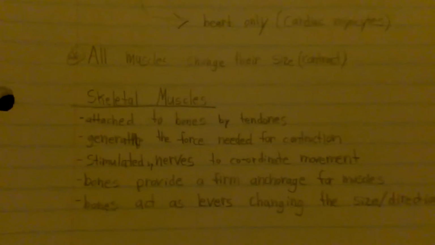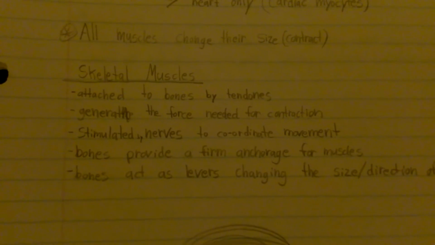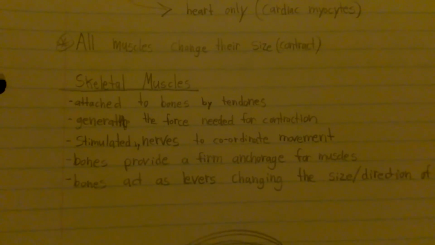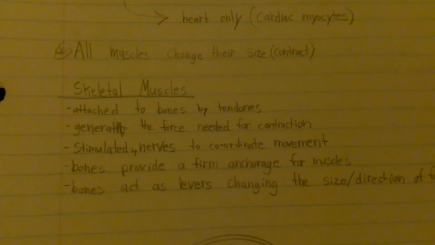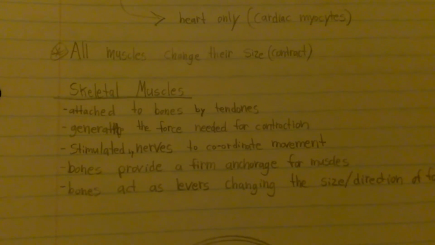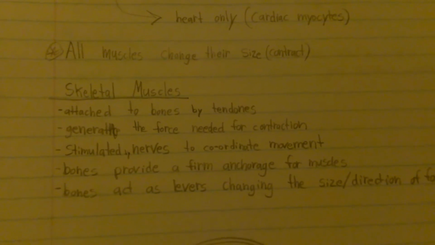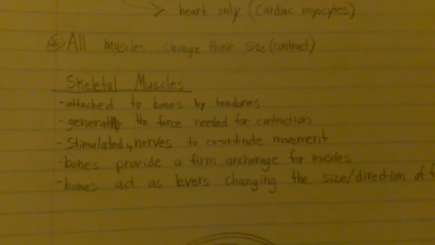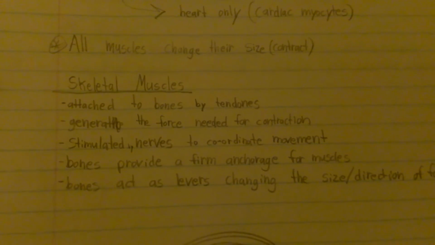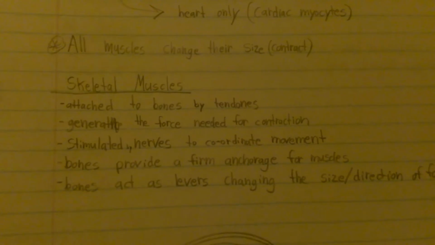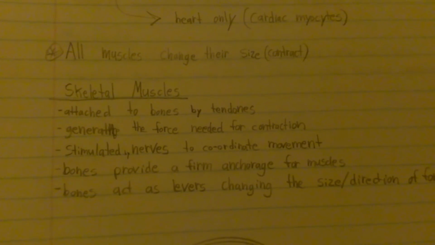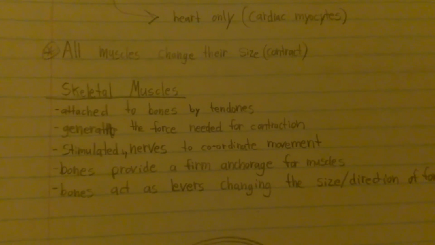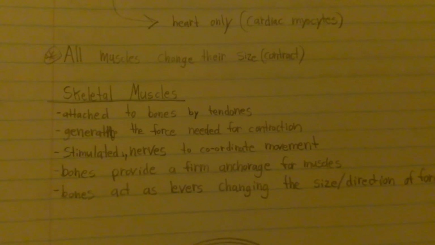So skeletal muscles, they're attached to bone by tendons. And what these skeletal muscles do is they generate the force needed for a contraction. Okay, they do this when they contract. And we're going to talk more on the contraction in a later video. So, how does this happen? Well, it's stimulated by nerves. Nerves coordinate muscle movement. They stimulate the muscles to move at a precise time and to a specific extent.